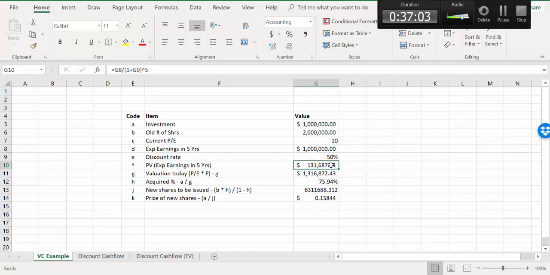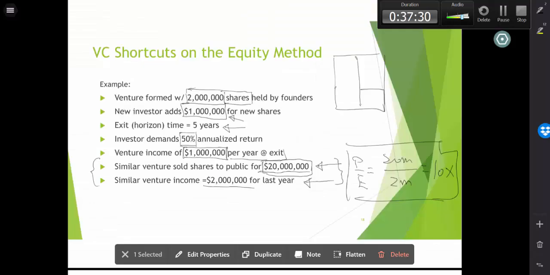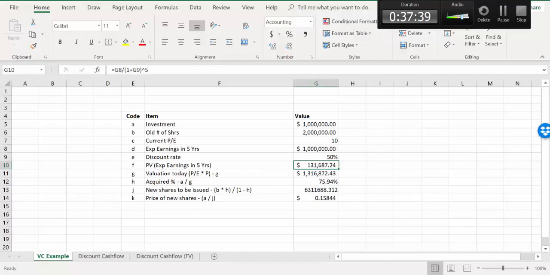Now you can see from the formula up there, all I'm doing is discounting $1 million by 50% to the power of 5. Wow, it becomes 131,000. Okay, everyone is okay with that? Yeah. Now, if the typical PE of a similar company commands a value of 10, we apply the same thing here. So we think that this company today should be worth around $1.3 million.